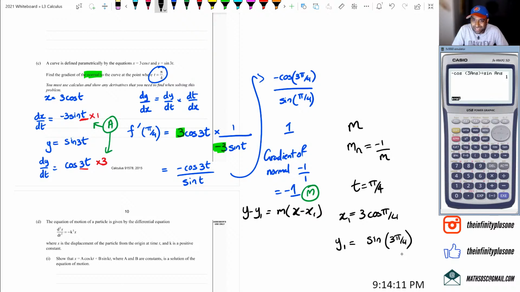Because remember, they said when t is equal to pi over 4. So if they ask you for the equation at t is equal to pi over 4, then you've actually got to get the x and y values for pi over 4 first. Then you substitute it into the equation of a straight line.